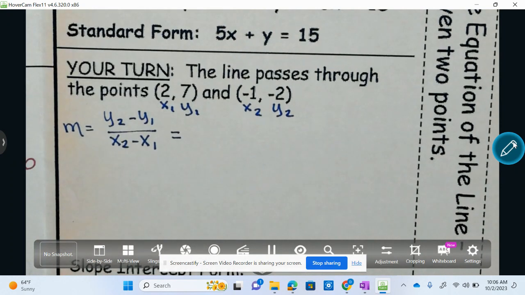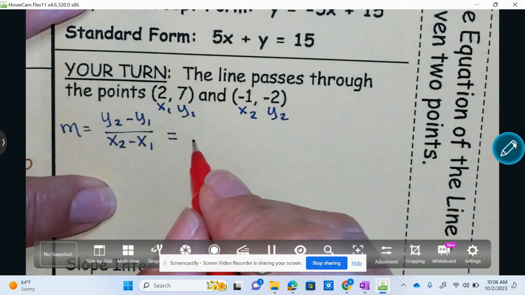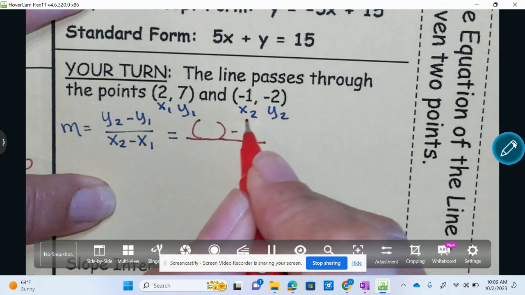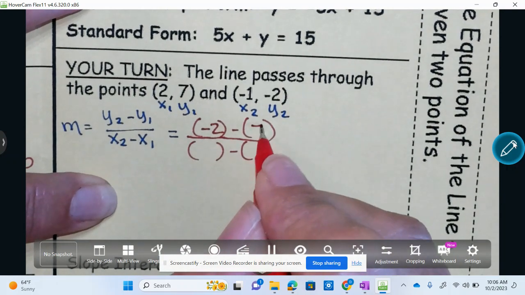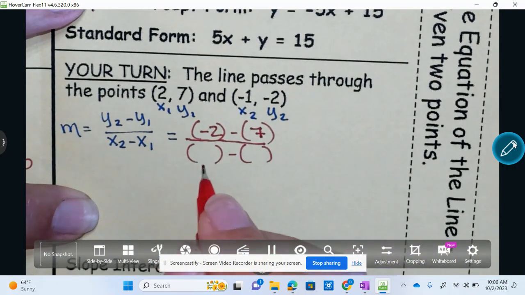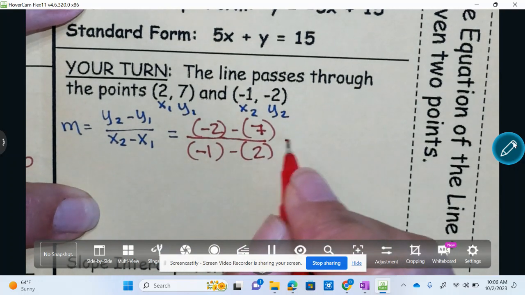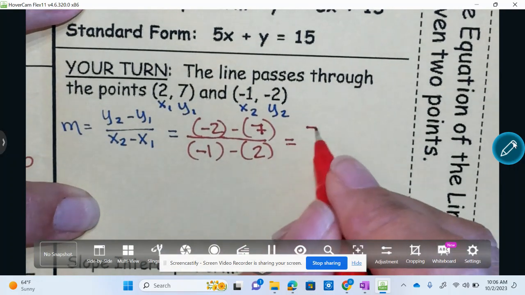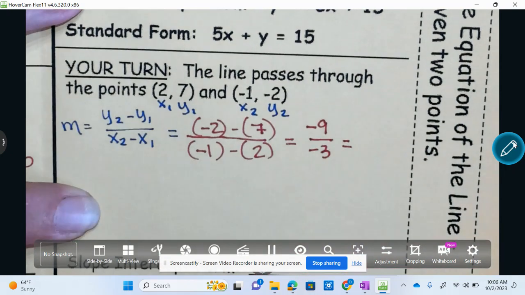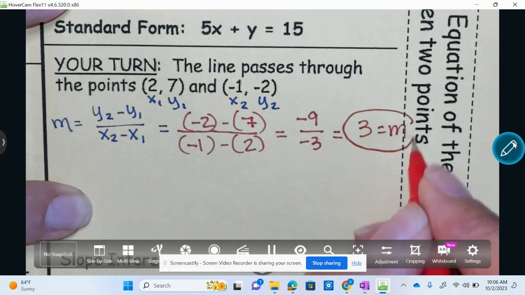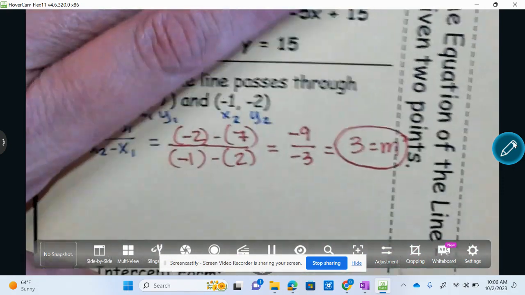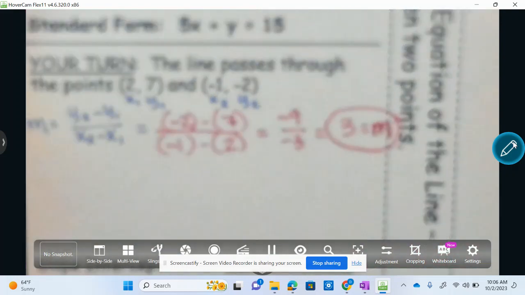So what is the value that I'm using for y sub 2? I'm going to put my little note really fast because I know I have a negative. Sorry about that. So -2, and y sub 1 is 7. Keep going. What's x sub 2? Perfect. -9 over -3. And what does that reduce to? +3. So I'm going to write 3 equals m, and I'm going to circle it so I know what my slope is. 3 equals m.